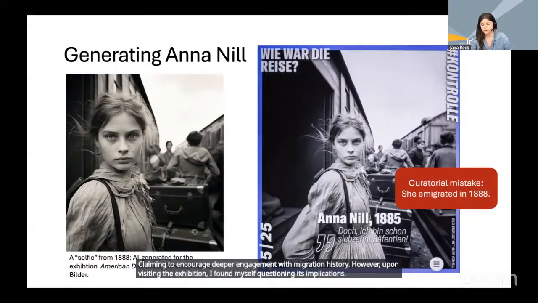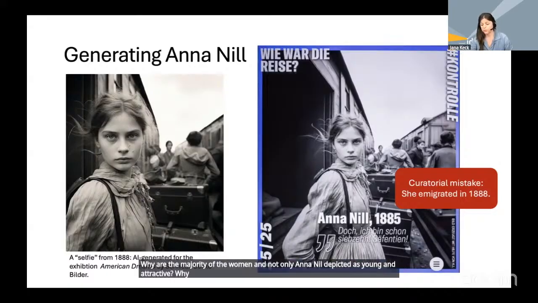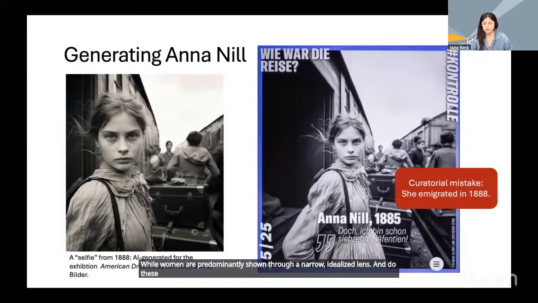Why are the majority of the women, and not only Anna Nil, depicted as young and attractive? Why do the images present a broader, more diverse range of representations for men in terms of their size, features, or age, while women are predominantly shown through a narrow, idealized lens? And do these speculative illustrations genuinely make history more accessible?